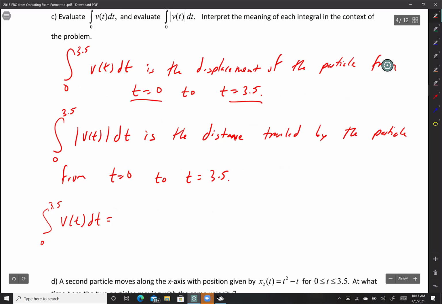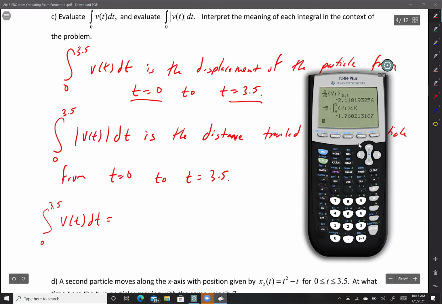All right, so let's see what that is. Math 9, alpha trace, 0, 3.5, and alpha trace Y1. And then push enter. 2.844. You can also say 2.843. We'll look at the rubric in a little bit. 2.844.